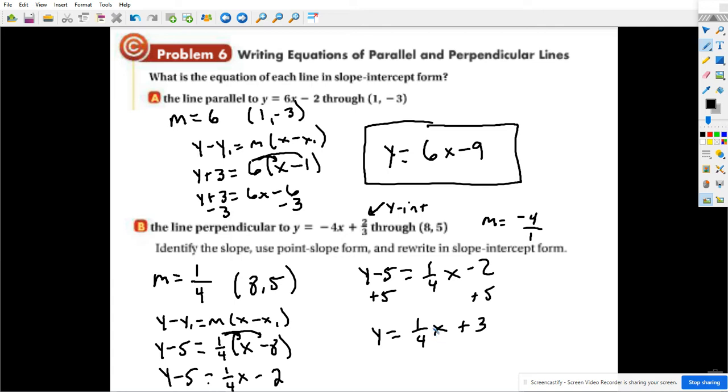And if you plug that into Desmos, you would see that the lines are perpendicular, and this would indeed go through the ordered pair 8 comma 5. So again, we're using point slope form, and I'm giving you different ways that we can give you slope. If I tell you the lines are parallel, it's the same slope. If I tell you they're perpendicular, it's opposite reciprocal.